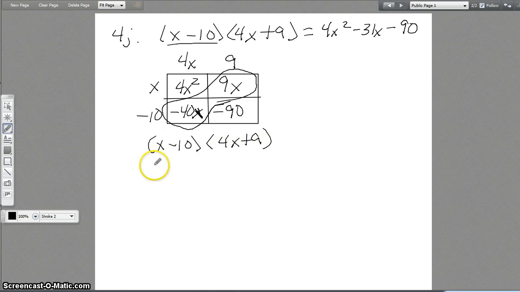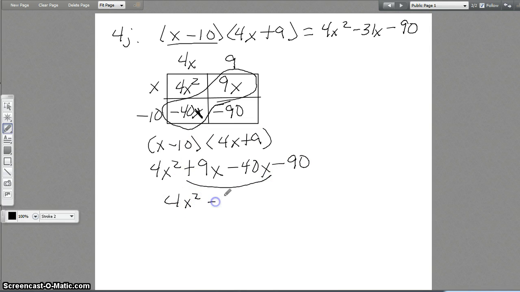X times 4x is 4x squared. X times 9 is 9x. Negative 10 times 4x, I'm sorry, I left off the x. Negative 10 times 4x is negative 40x, and negative 10 times 9 is negative 90. We can add these two middle terms to get 4x squared minus 31x minus 90. Okay, so that was working out number 4 part J, which is just like number 8.